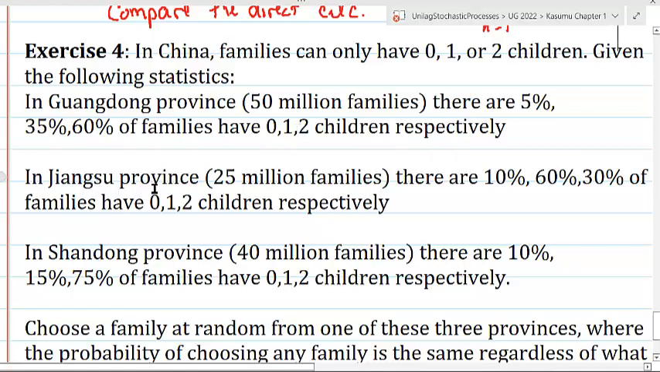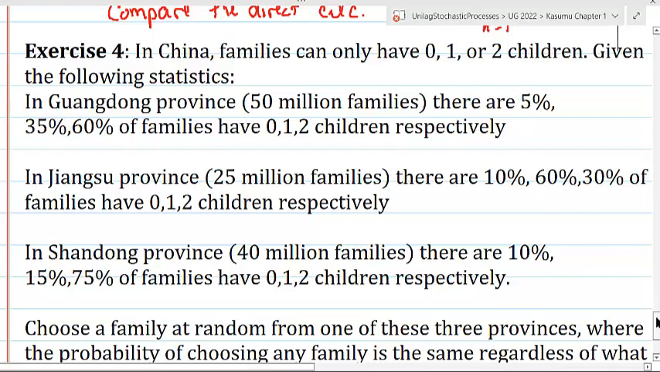In Jiangsu province, with 25 million families, there are 10%, 60%, and 30% of families having 0, 1, or 2 children respectively. In Shandong province, with 40 million families, there are 10%, 15%, and 75% of families that have 0, 1, and 2 children respectively. I hope you know that percentages are associated with probabilities. A percentage of 5% means a probability of 0.05.